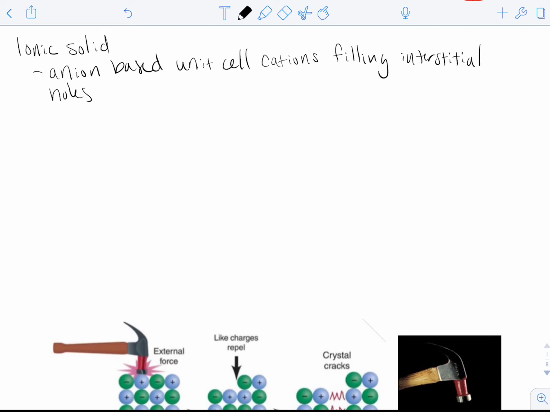Okay, so in this structure, each anion is surrounded by cations, and each cation is surrounded by anions. So we have a charge balance going on, and we don't have any repulsion, so we have just attractive forces here, ideally.